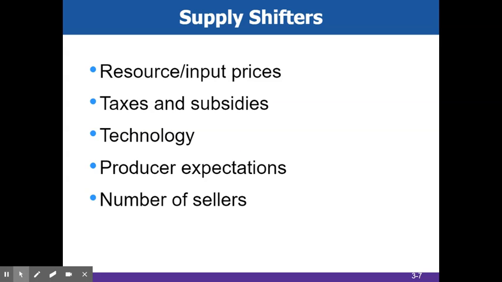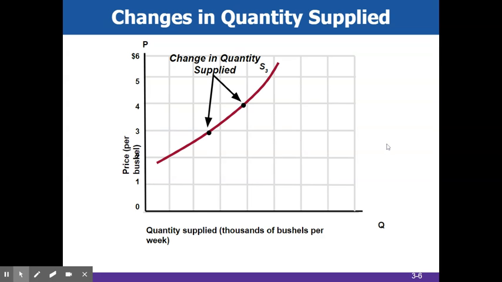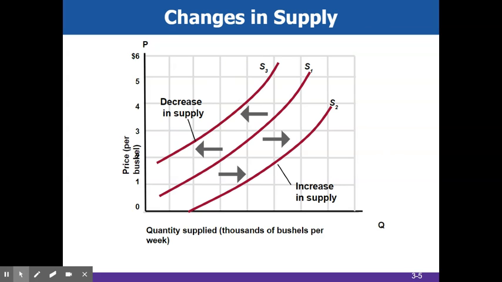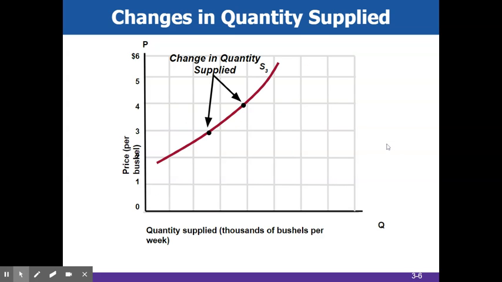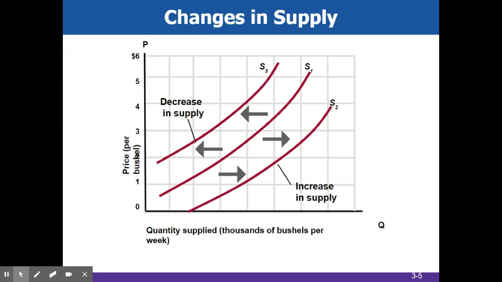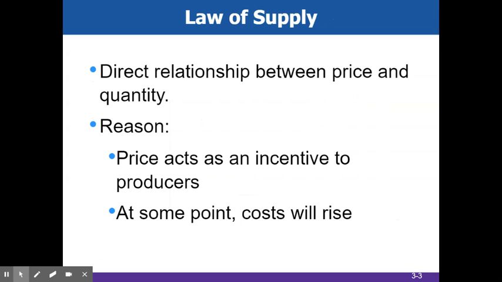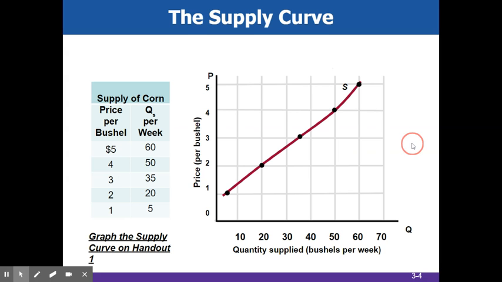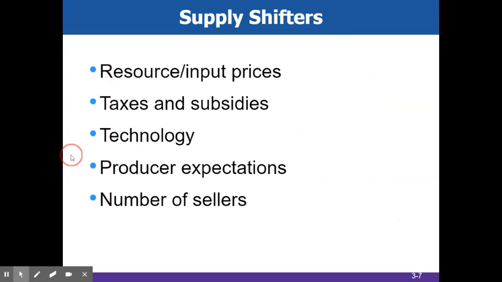So, again, key things to remember. You've got your supply curve, changes in supply versus change in quantity supplied. You've got the direct relationship between price and quantity in the law of supply. And you also have the supply shifters, which are your resource and input prices, taxes and subsidies, technology, producer expectations, and number of sellers.